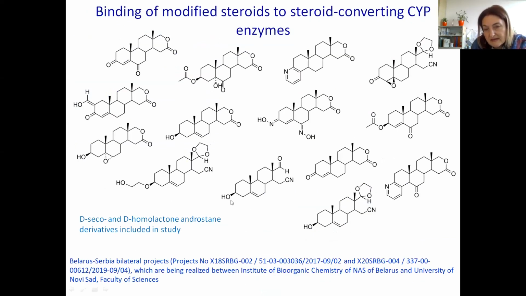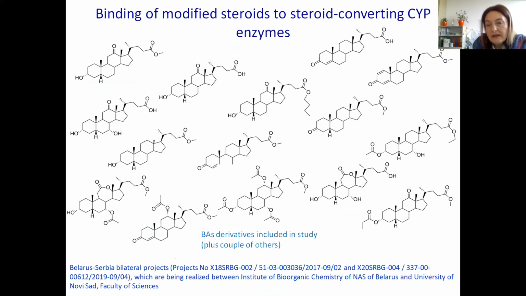So we tested many different compounds. Here are presented some of the androsten-derived compounds, namely the seco and the homolactone androsten-derived compounds included in the study. And we included also different derivatives of bile acids with different position, different number of hydroxyl groups or keto groups, or different number and position of double bonds. We also included bile acid derivatives with the free carboxyl function or their esters, butyl ester or methyl ester. And we had some acetates.